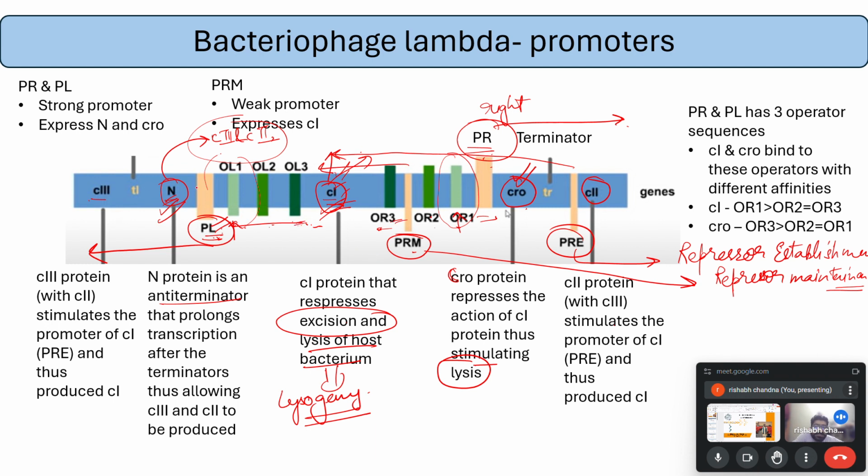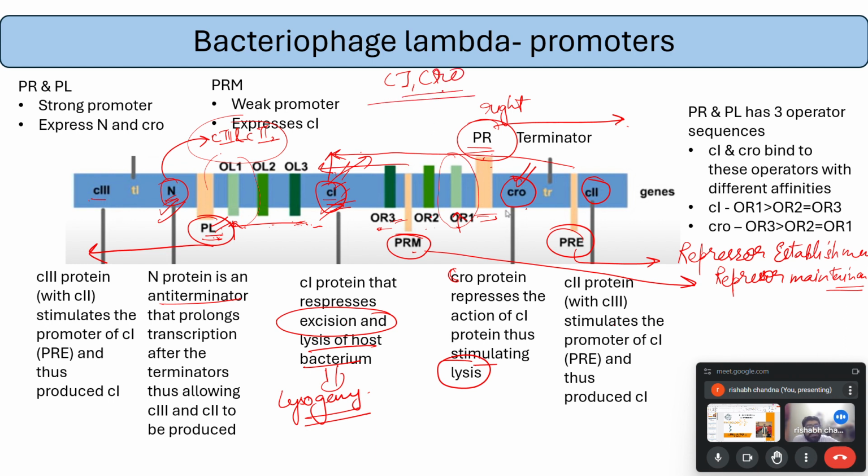Okay, so this is how the proteins bind to the operators, and through these two operators they control the promoters PR and PL. Now, what proteins bind on these operators? There are only two proteins that bind to these operators: C1 and CRO.